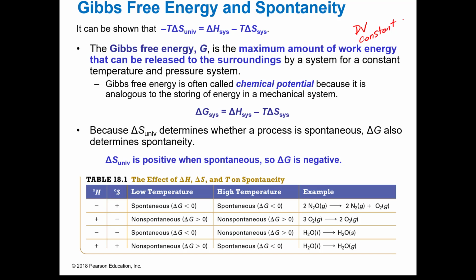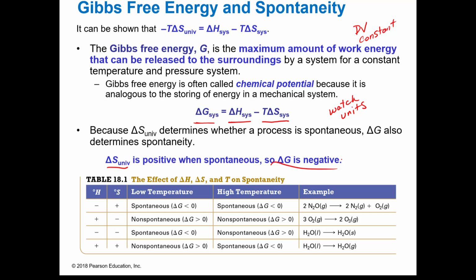All right, and so it's often called chemical potential because it's analogous to what you've got stored in those chemical bonds. So the delta G of the system is equal to the delta H of the system, the enthalpy change, minus the temperature in Kelvin times the change in entropy. And remember, watch your units on these because delta S is joules and delta H is kilojoules. All right. So the delta S of the universe is positive when something is spontaneous, and so delta G is typically negative.